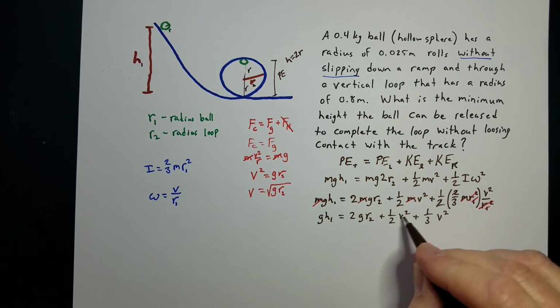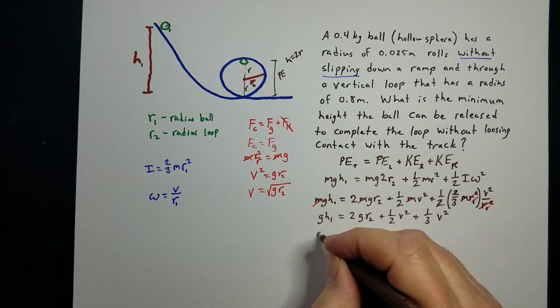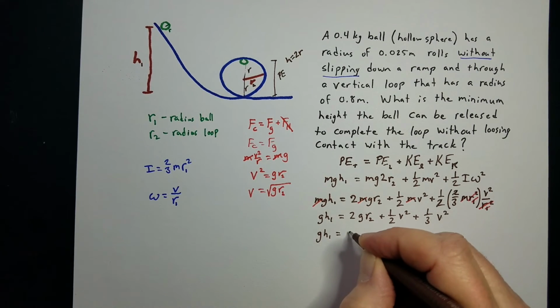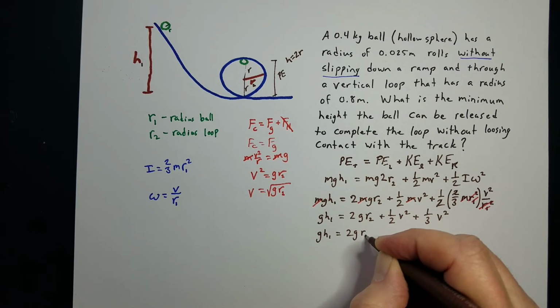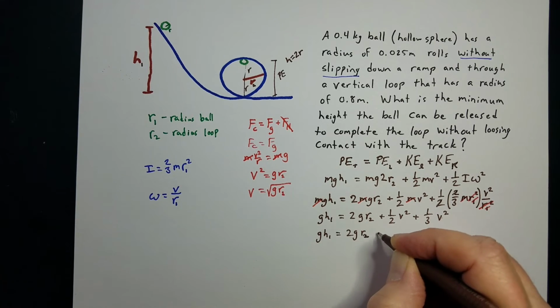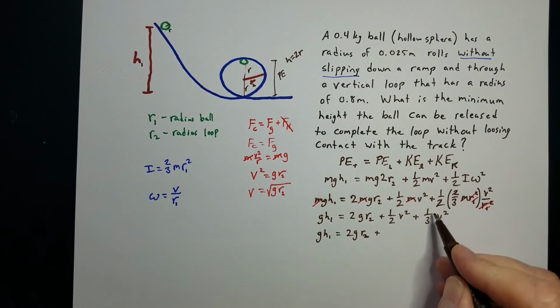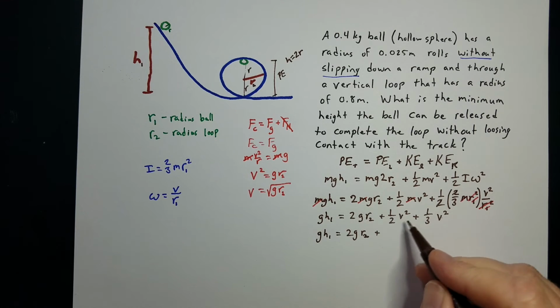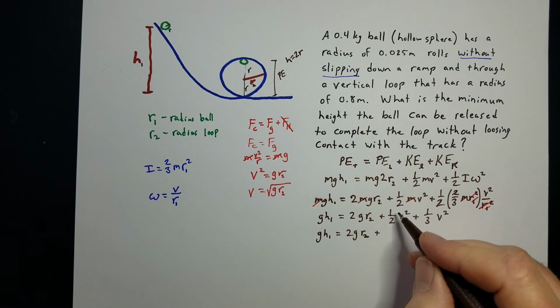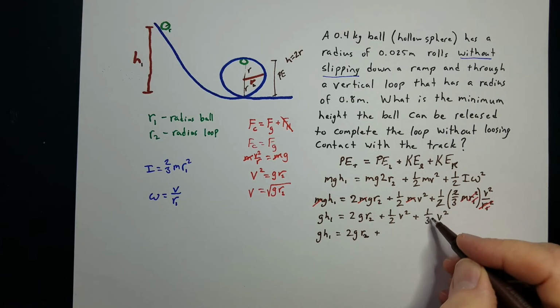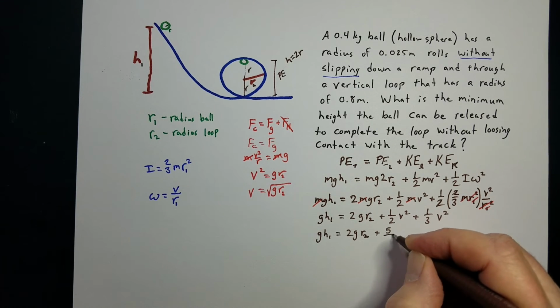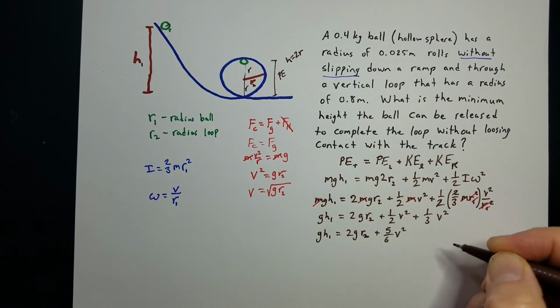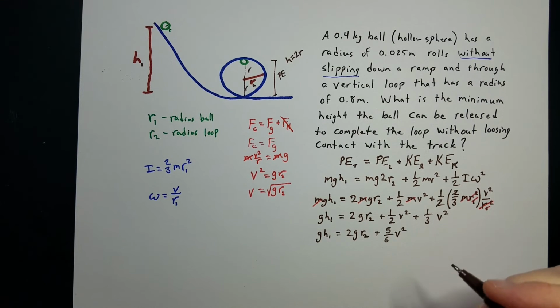Let's combine these two terms. We get g h1 equals 2 g R2 plus 1/2 plus 1/3. If we use the least common denominator, that's 6. So this would be 3 over 6, that would be 2 over 6, so that's really 5 over 6 v squared. Okay, excellent.